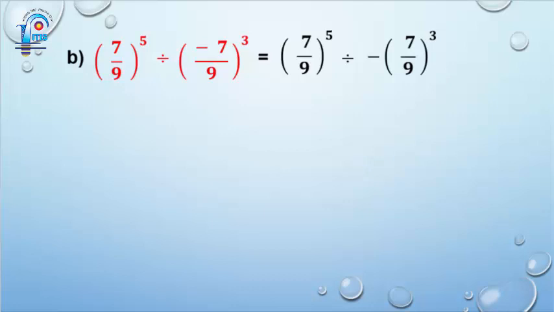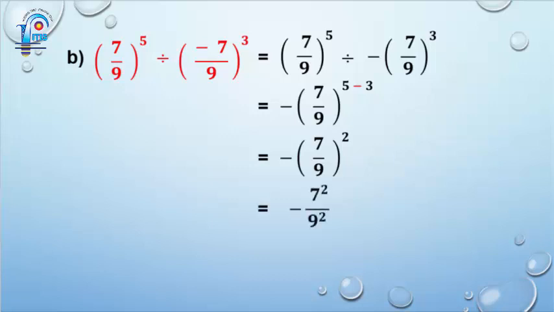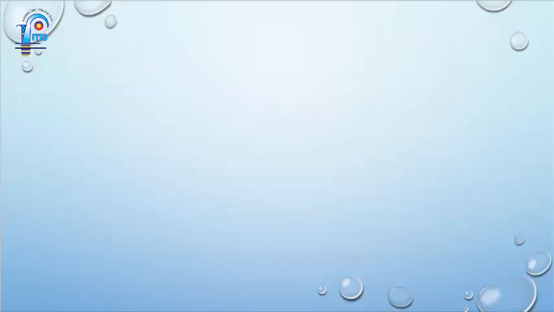Now I have the same base in divide, I subtract the power. Then 7 over 9 to the power 5 minus 3, don't forget the negative sign, then equals negative 7 over 9 to the power 2. Distribute the power, then negative 7 to the power 2 over 9 to the power 2 equals negative 49 over 81.